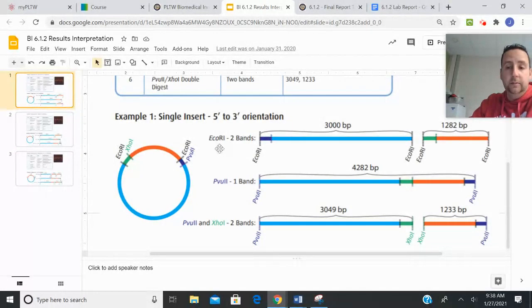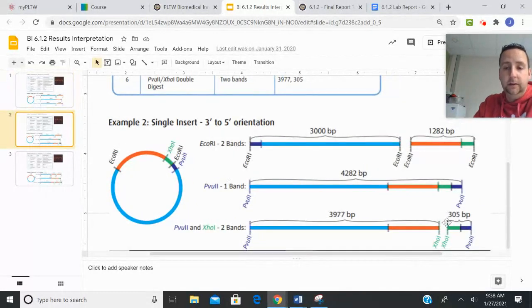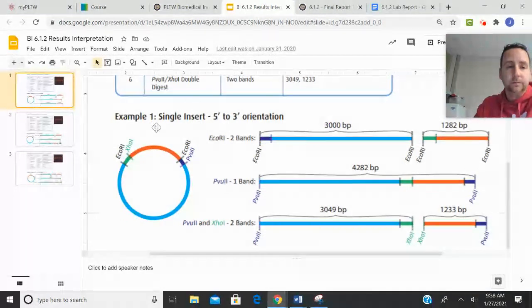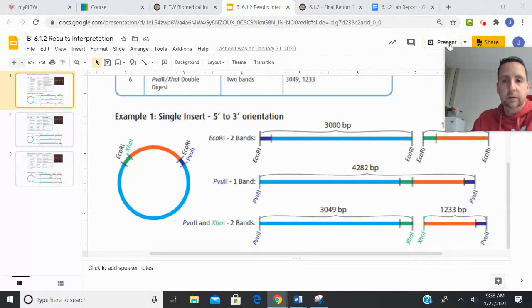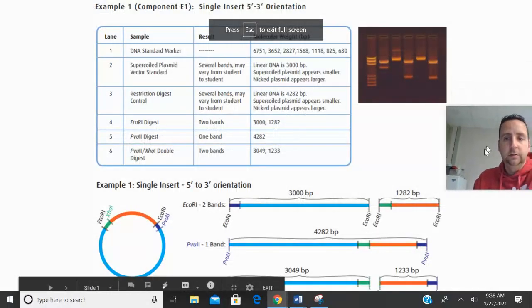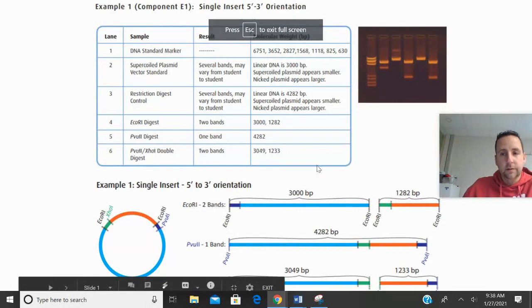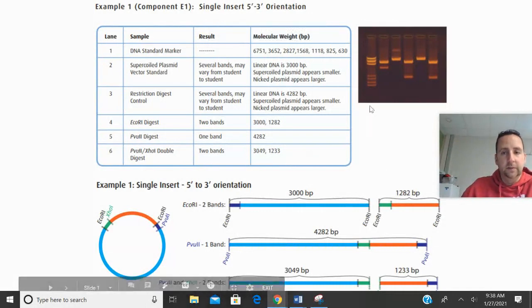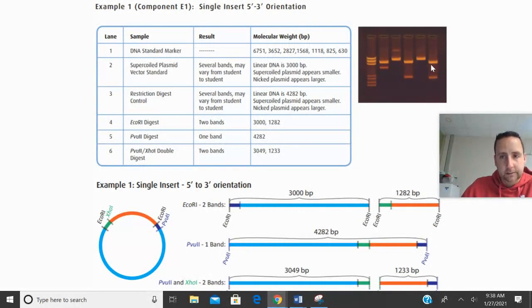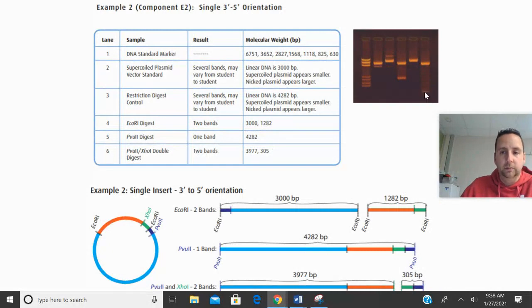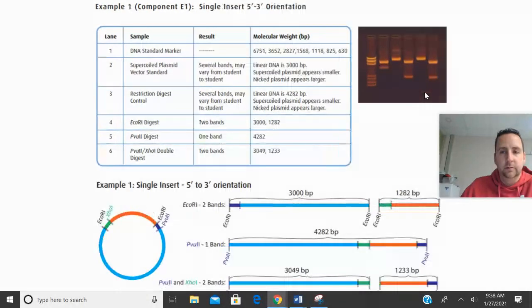How do you tell that on the gel? Because you have this small fragment here. Now, how do you tell that on the gel? Let's go back to present mode. And if you look at the gel for this situation, here's the 5 to 3. Look at lane 6. Okay, lane 6, we have our 3049 and 1233, and now I switch. Wow, look at that difference. All right, just look at lane 6. You see the difference.